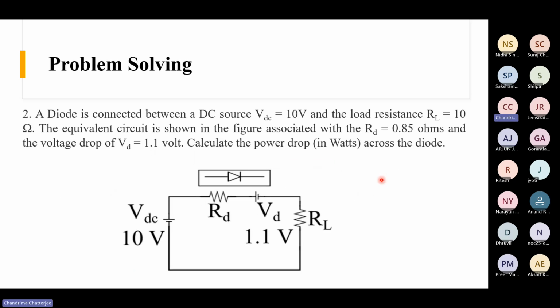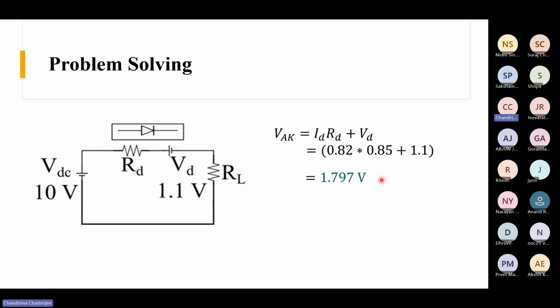So the forward voltage drop will be this VD plus ID times RD, right? Because RD is also present here. We already computed the current as 0.82 and RD was given as 0.85, plus 1.1. So the forward voltage drop will be this, not this or this voltage, because the diode comprises of this resistance and this voltage, the diode equivalent model. Am I clear?